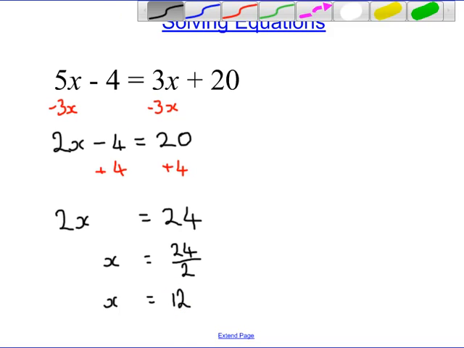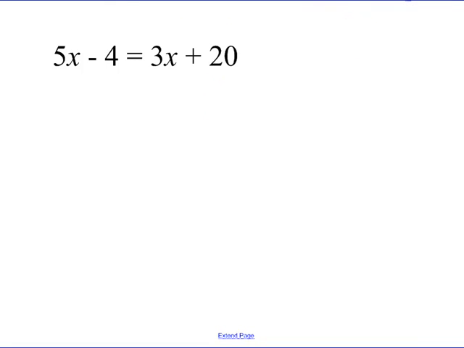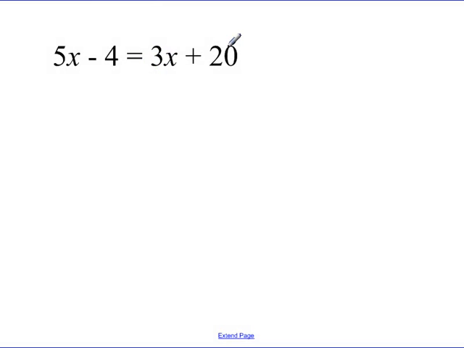Another way of doing it is by swapping sides, swapping signs. Now the way this works is we're going to get all the x's onto one side. So what we could say is this 3x here, the opposite of plus 3x is going to be minus 3x, so when you bring it onto the other side it's going to become a minus 3x.